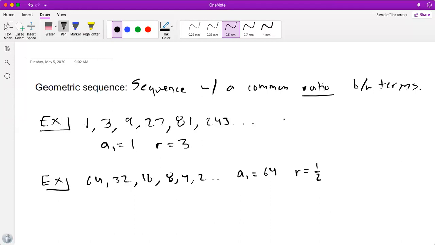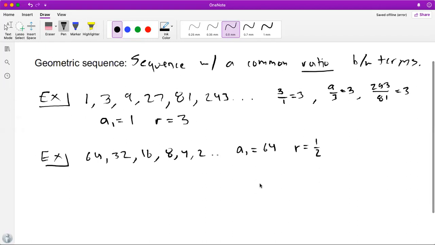One way to find the ratio is to just divide a term by the one before it. You notice here that 3 over 1 is 3. If I divide the second term by the first one, I get 3. If I divide 9 by 3, the third one by the second one, I also get 3. If I divide 243 by 81, I get 3. Anytime you divide any two terms, you're going to get 3. And the same thing works here. 32 over 64 is 1/2. 16 over 32 is 1/2. 8 over 16 is 1/2, and so on and so forth.